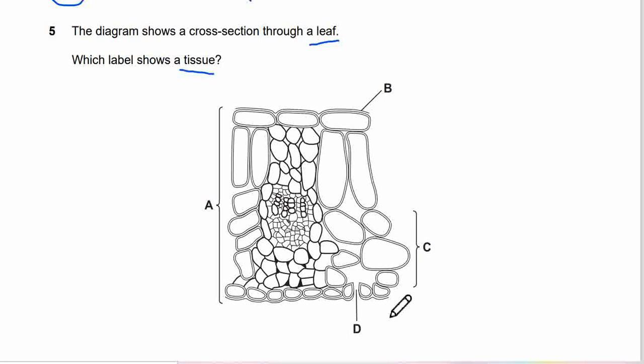Now we have C, B, and D. D in here is the stomata, the opening in which gas exchange happens. So this is not a tissue. Now we have B and C. So our answer will be C, because C is the mesophyll layer, consisting of mesophyll cells of similar types that form tissue. While we are not sure about B because B is pointing towards here. So the clear answer in here will be C, which is mesophyll tissue.